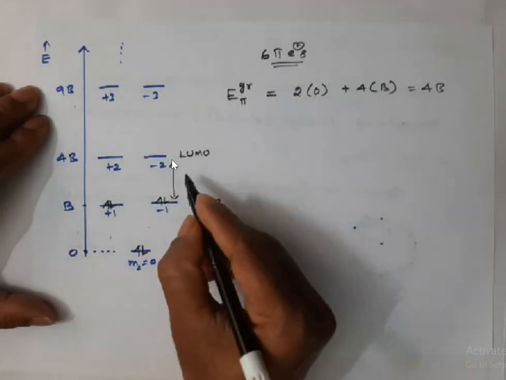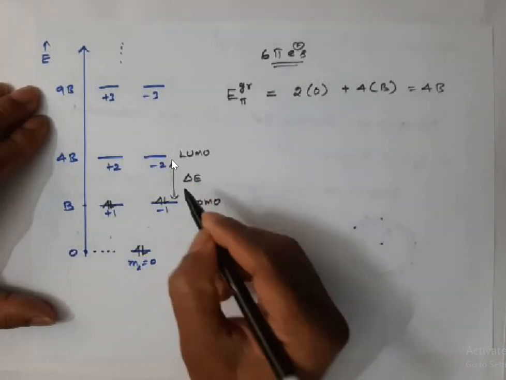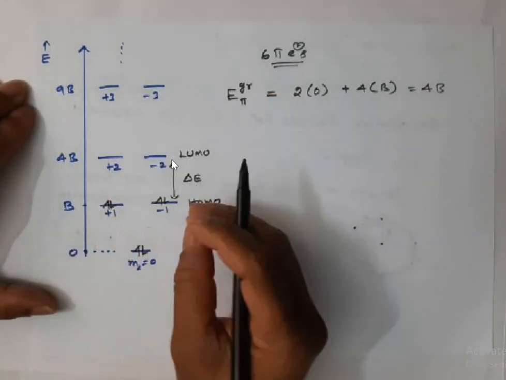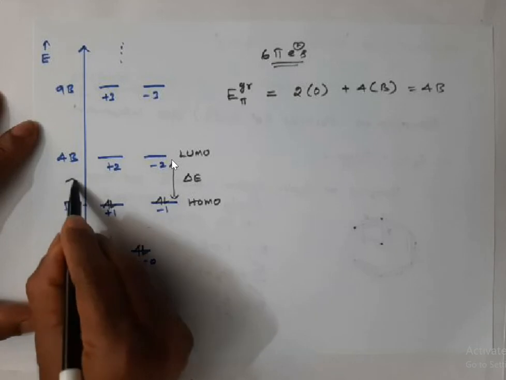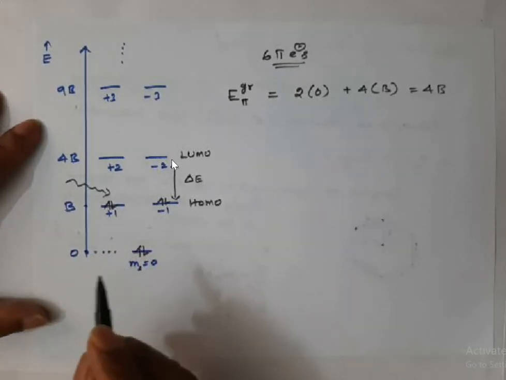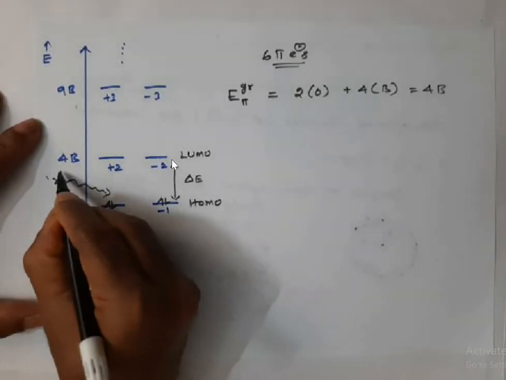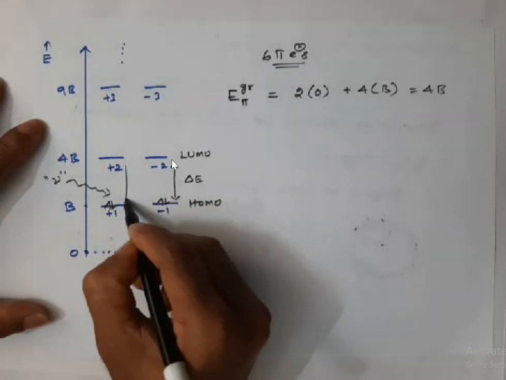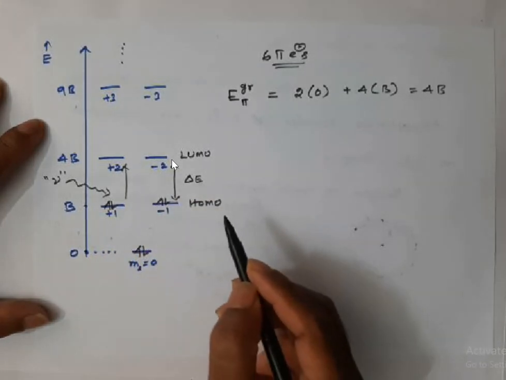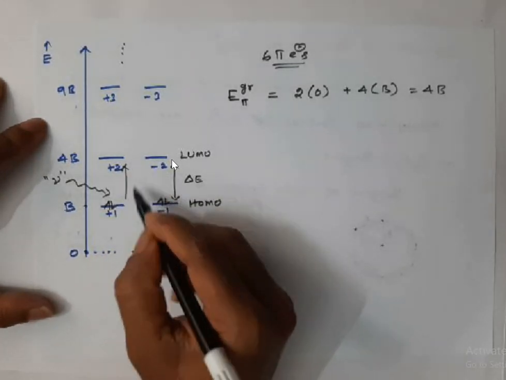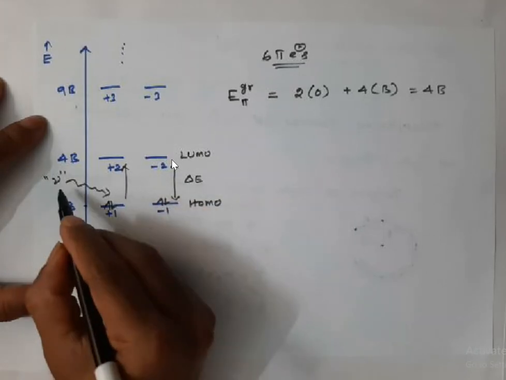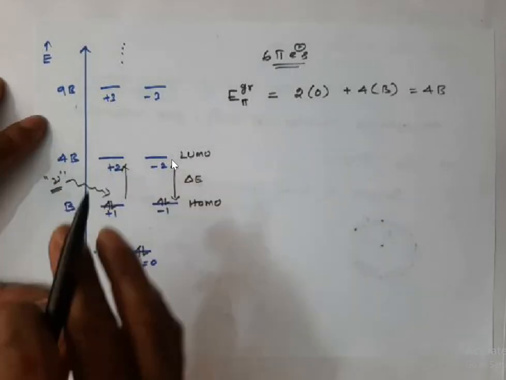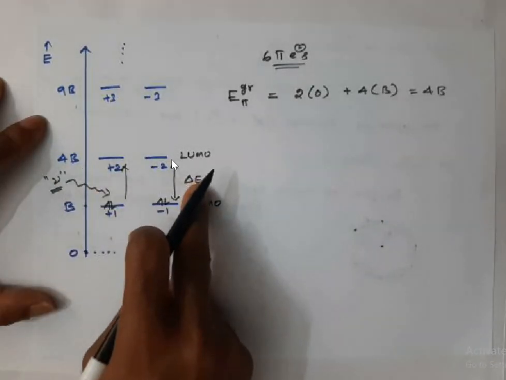Now this gap, delta E, can be measured using UV visible spectroscopy. If you pass radiation having a particular frequency nu, the electrons present in the lower level will absorb it and go to the excited state. For this HOMO to LUMO transition, the frequency of radiation required can be calculated by knowing the value of delta E.